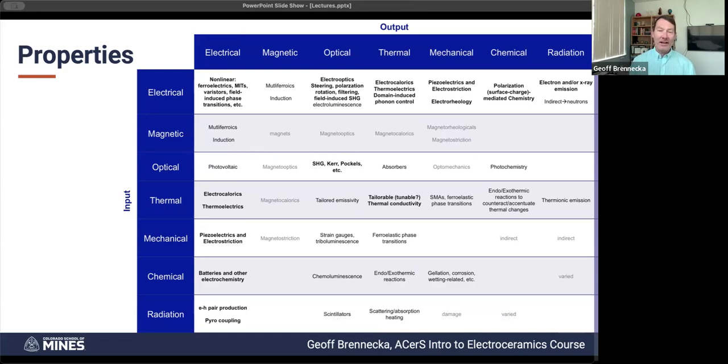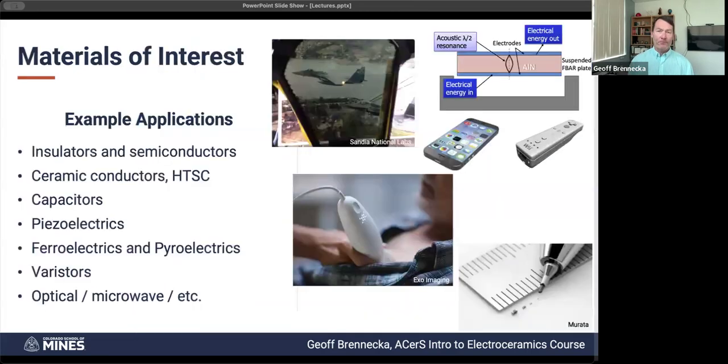So fun activities like that. We'll get into some of the phenomena associated with those, some basics as we go through this. So some examples of the kinds of materials that we're going to be talking about. We'll be talking about insulators and semiconductors to kick things off, and then we'll gradually get more and more specific as we go. So we'll talk about conductors and even high temperature superconductors that are ceramics.